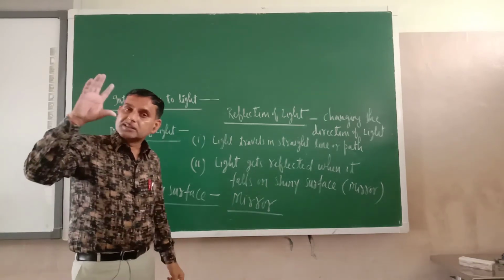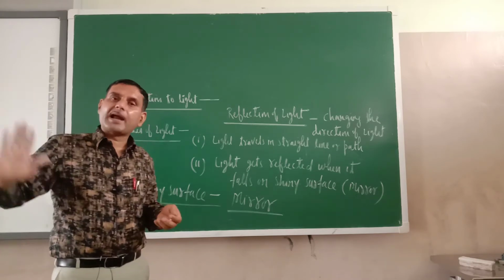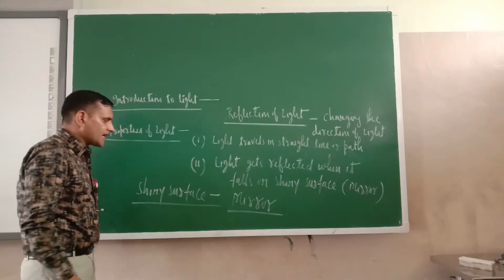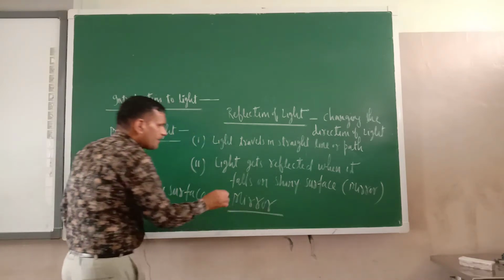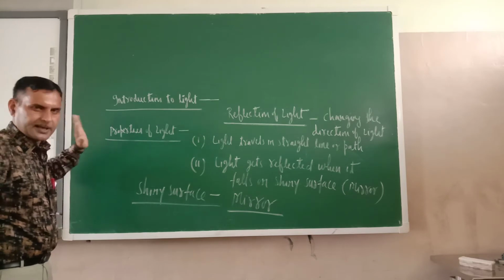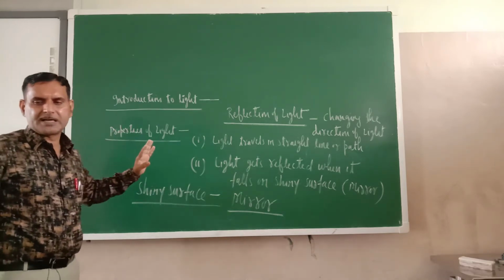Okay, so for a shiny surface, any surface if you paint with a bright color will act as a mirror. So a shiny surface is acting as a mirror. This is the quality or properties of light. Basically it has got 2 types of properties.